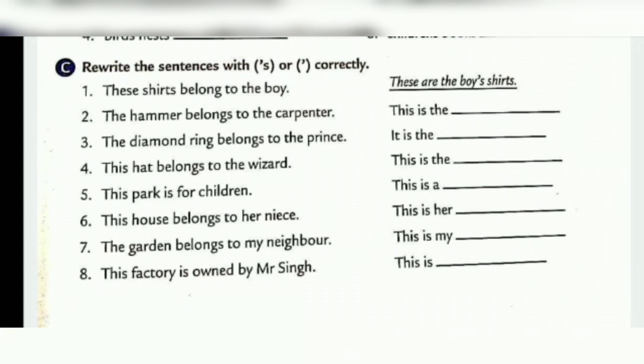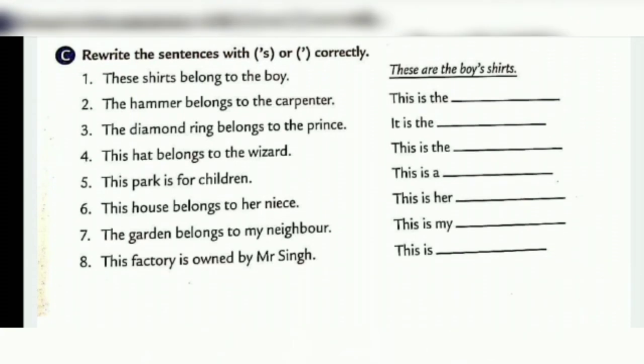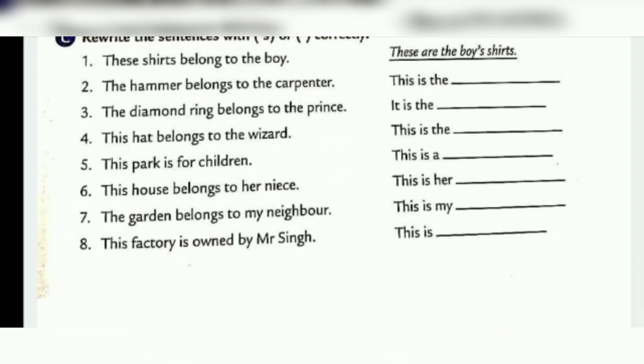Last one. Rewrite the sentences with apostrophe s or apostrophe correctly. These shirts belong to the boy. These are the boy's shirts. The hammer belongs to the carpenter. This is the dash. Number 3. The diamond ring belongs to the prince. It is the dash. This hat belongs to the wizard. This is the dash. This park is for children. This is a dash. This house belongs to her niece. This is her dash. The garden belongs to my neighbor. This is my dash. And the last one, this factory is owned by Mr. Singh. This is dash. Now I hope you have understood the topic.